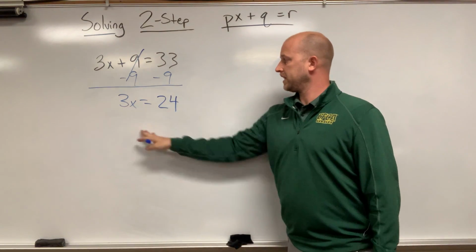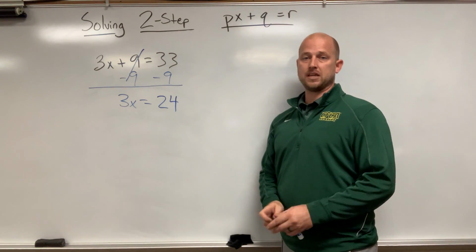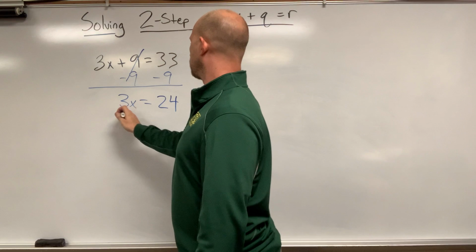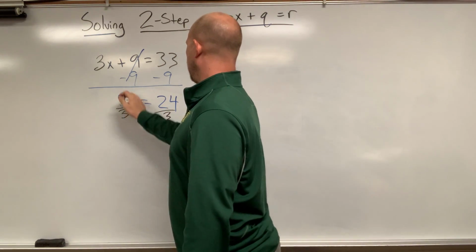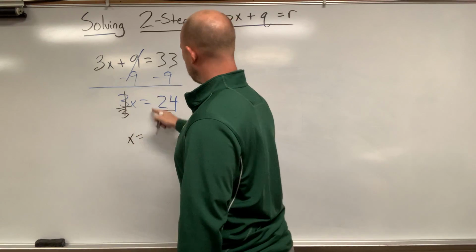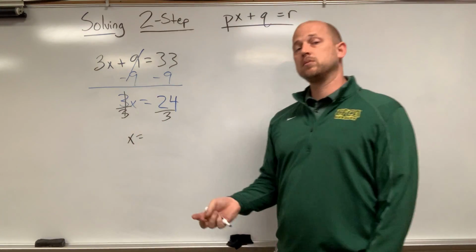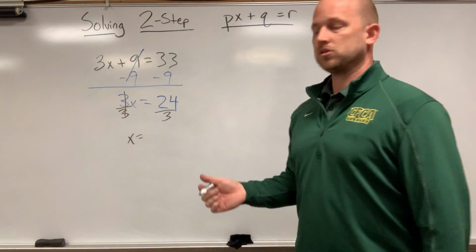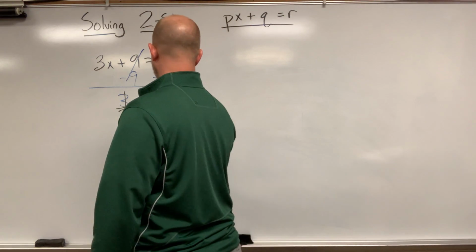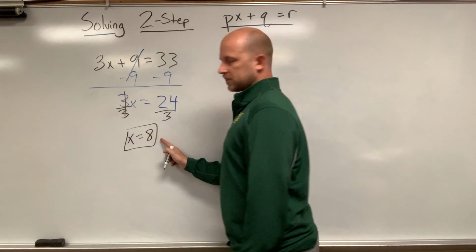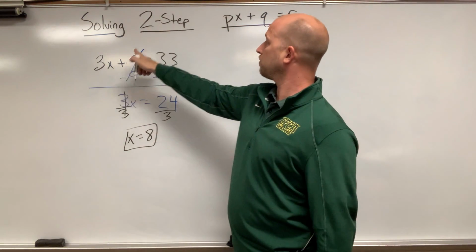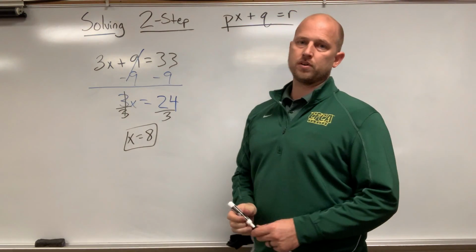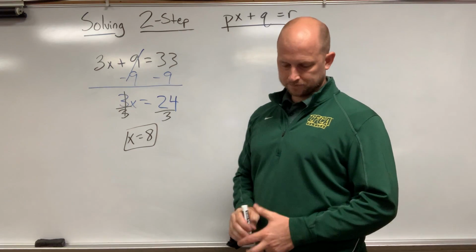Now you're going to take the 3 and divide both sides by the positive 3 because you're multiplying, so we're going to divide. And this gives you x equals, 3 goes into 24, now it's the same sign, so it's going to be positive. 3 goes into 24, 8 times. Now let's check this real quick. 3 times 8 is 24, 24 plus 9 is 33, so we know we've done it correctly.